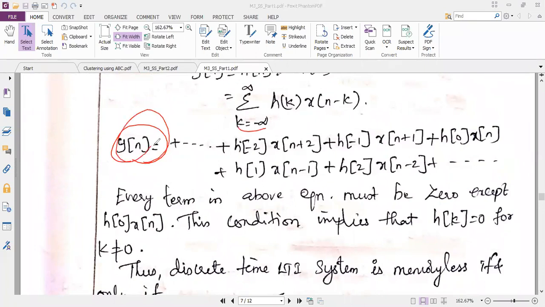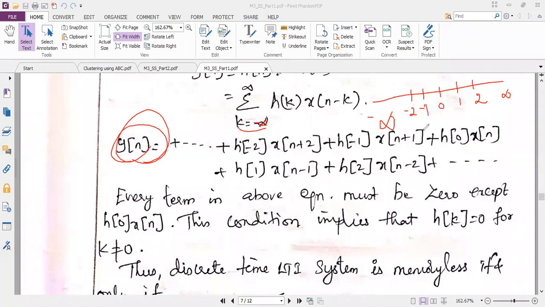Y of n is my left hand side, which is equal to my summation from minus infinity to plus infinity. So if I take the scale, it is from minus infinity to plus infinity. So I want to take some range of n. So what I'm doing is, as per my equation which is written on the screen, I'm taking n value from minus 2 to plus 2. So minus 2, minus 1, 0, 1, 2.